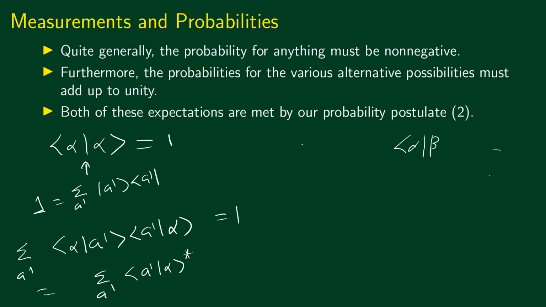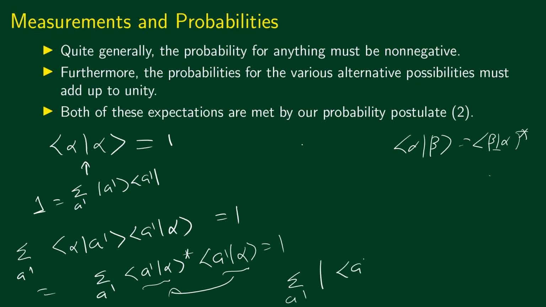Bracket alpha beta is equal to bracket beta alpha star. Okay, so using that, I can write this first term as bra A prime ket alpha star, and this can be written as bra A prime ket alpha. So this is a number, this is another number. So you are multiplying a number by its complex conjugate. This means that the sum over A prime of the modulus square of bra A prime ket alpha is equal to 1.